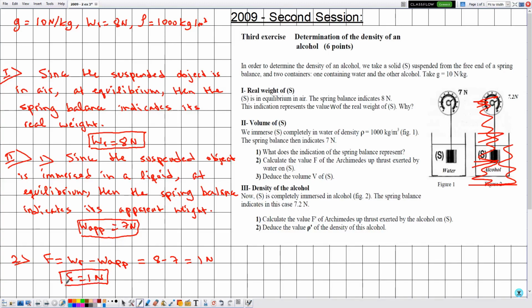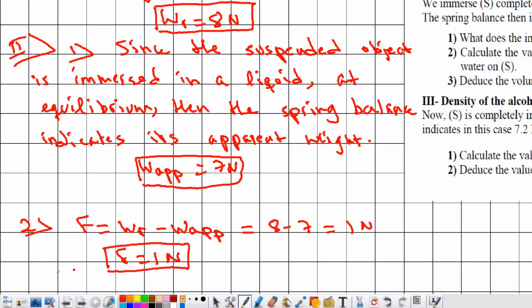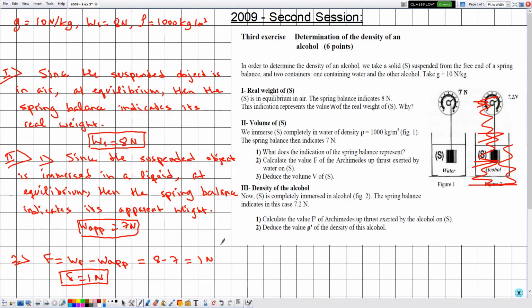So what does this value represent? It is the value of the Archimedes upthrust force F exerted by which liquid? By water on the solid S, because this apparent weight is due to water. Now in number 3, deduce the volume V of S.